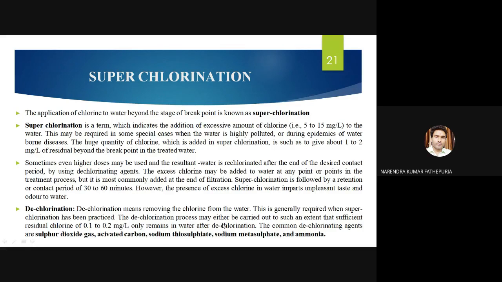The dechlorination process may be carried out to such an extent that a sufficient residual chlorine of 0.1 to 0.2 mg per liter is present. So then dechlorination is required. The common dechlorinating agents are sulfur dioxide gas, activated carbon, sodium thiosulfate, sodium metasulfite, and ammonia.